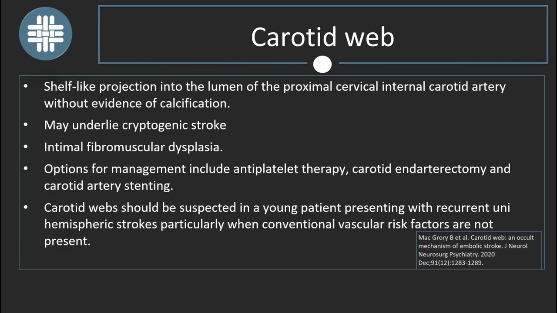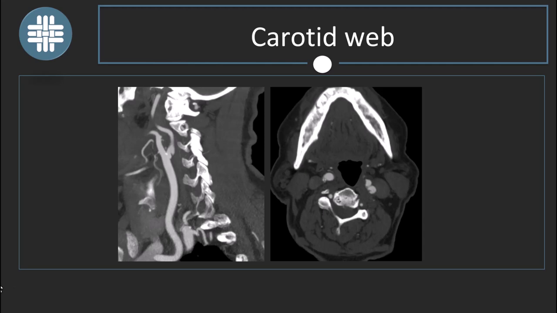Carotid webs are a form of fibromuscular dysplasia that result in a shelf-like projection of the intima into the lumen of the proximal cervical internal carotid artery without calcification. They are seen in young patients with unilateral stroke. Here we see an example of what we would see on a CTA. On the sagittal MIP, we see a linear, very skinny filling defect without atherosclerosis, and then we can see that similar linear, thin filling defect in the medial aspect of the carotid bulb.